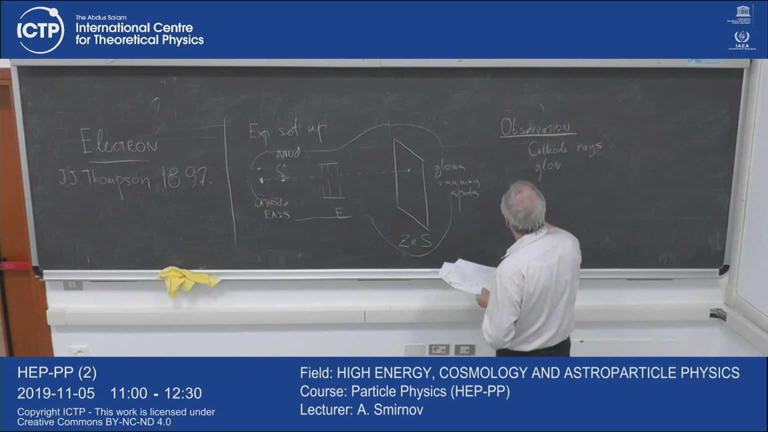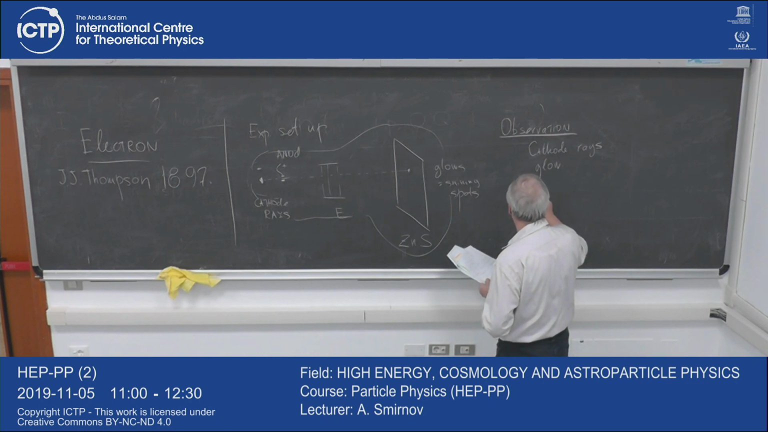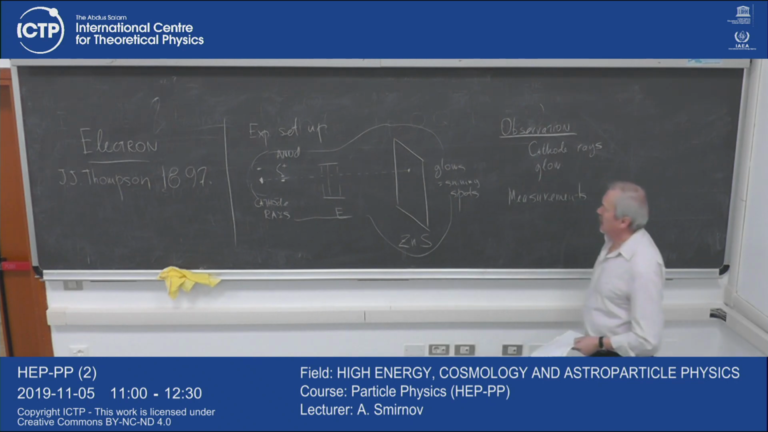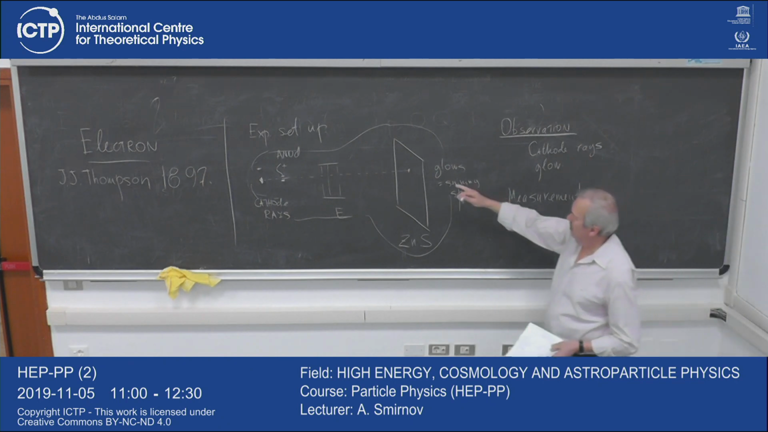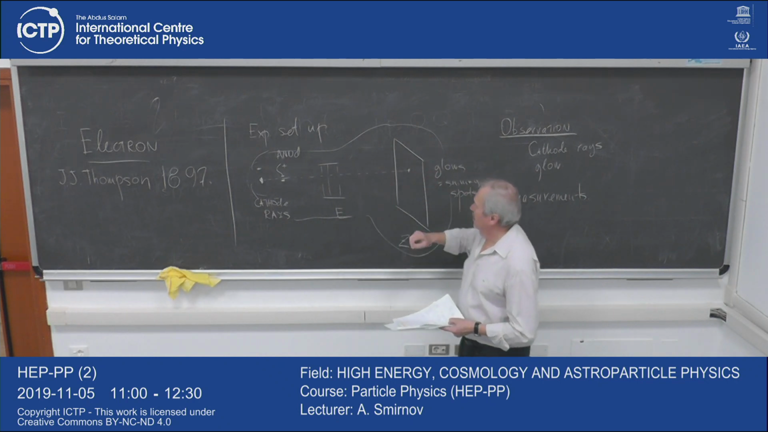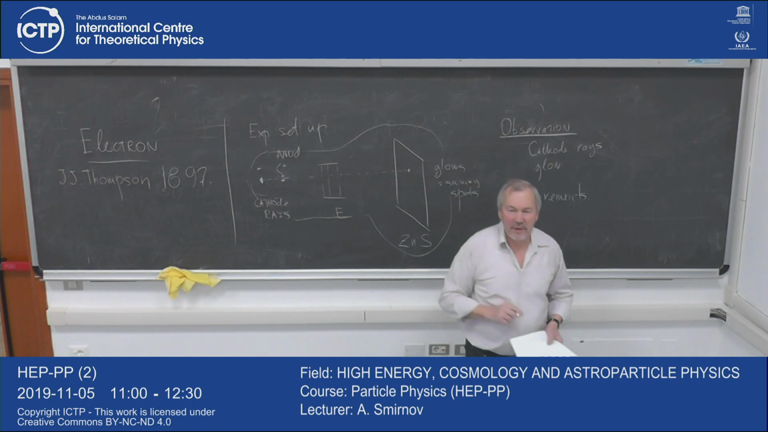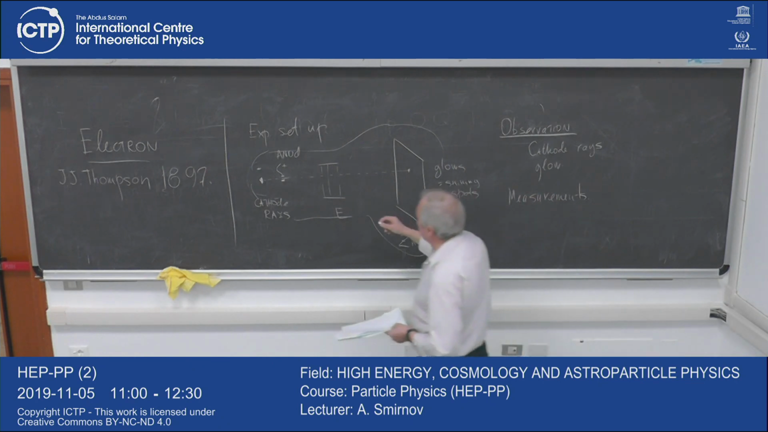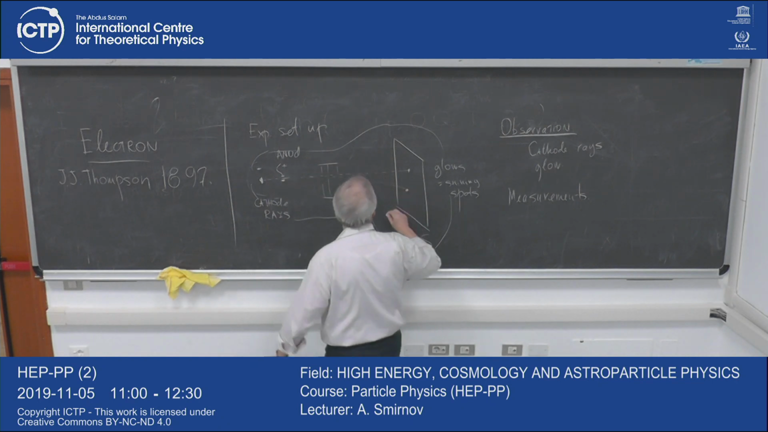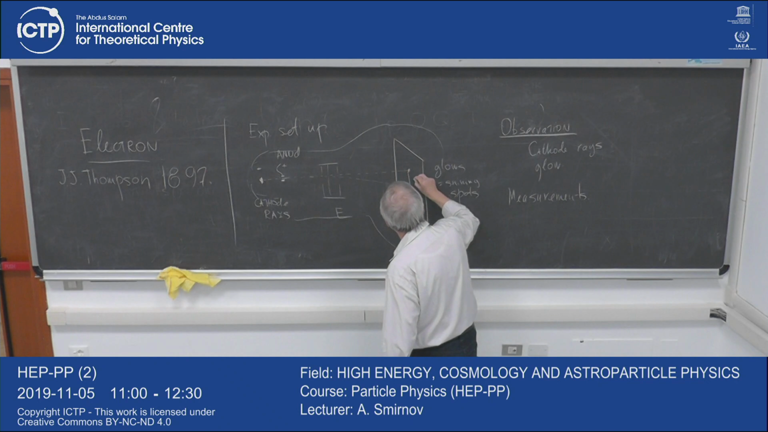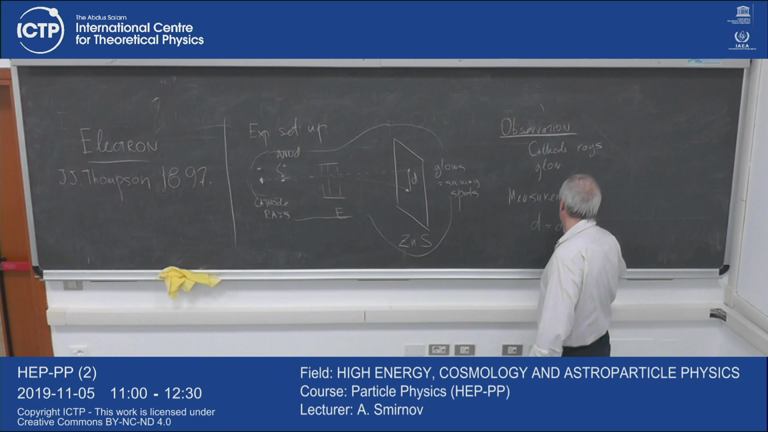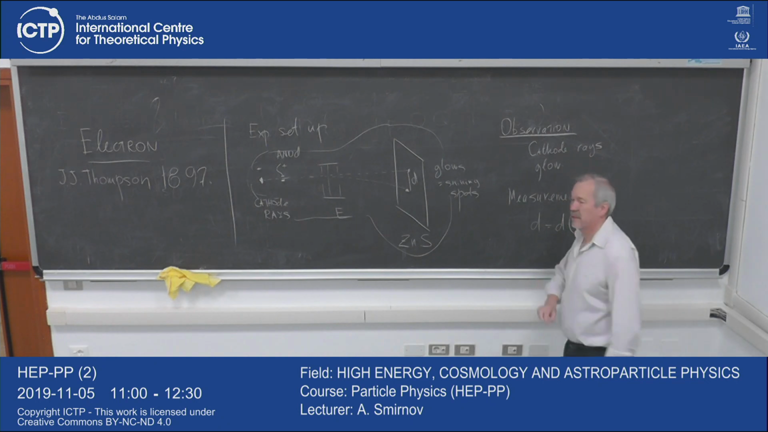So what he did, what are measurements? He studied deviation of spot from this straight one as a function of electric field. Right? So when he applied electric field, then the spot moved, and what he measured, this distance, as the function of strength of electric field.